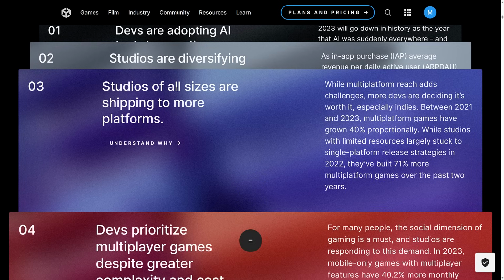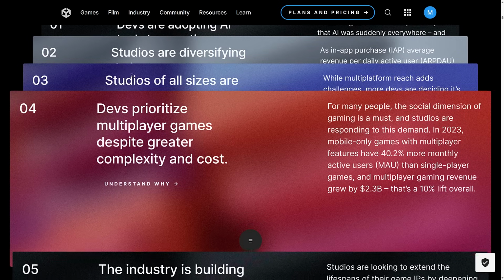And then we've got details about shipping multi-platform. So this is an area with quite a bit of growth there. Between 2021 and 2023, multi-platform games have grown 40% proportionally, while studios with limited resources largely stuck to a single platform release strategy in 2022. They've built 71% more multi-platform games over the past 2 years. And I wonder how much of that is because you would target the Switch and PC now because things like Steam Deck exist, or you would go on the mobile platforms because the web support is better than it used to be, and so on. Interesting topic overall.